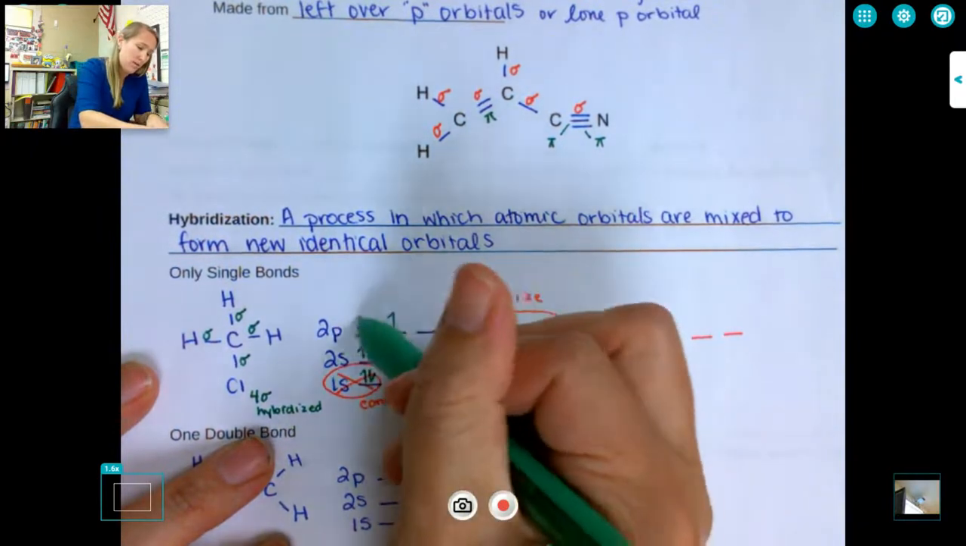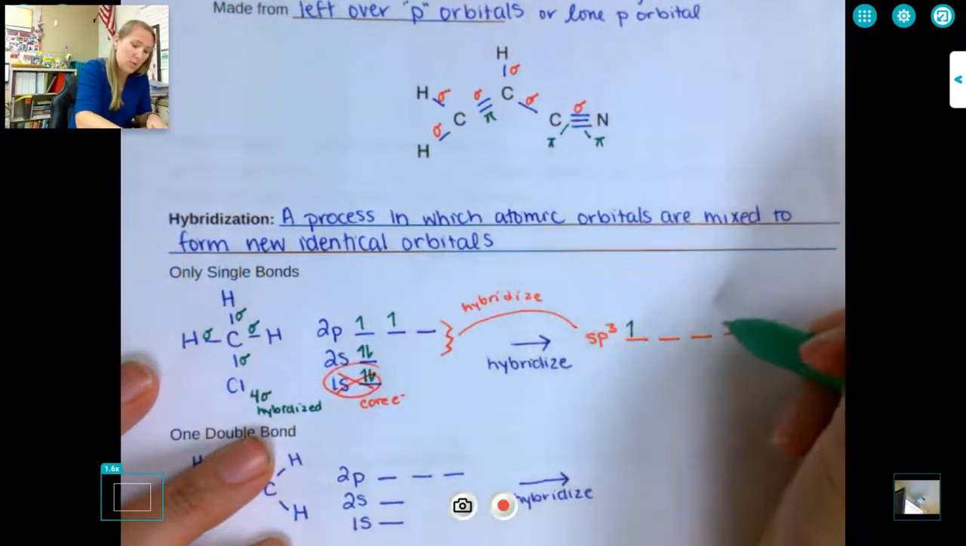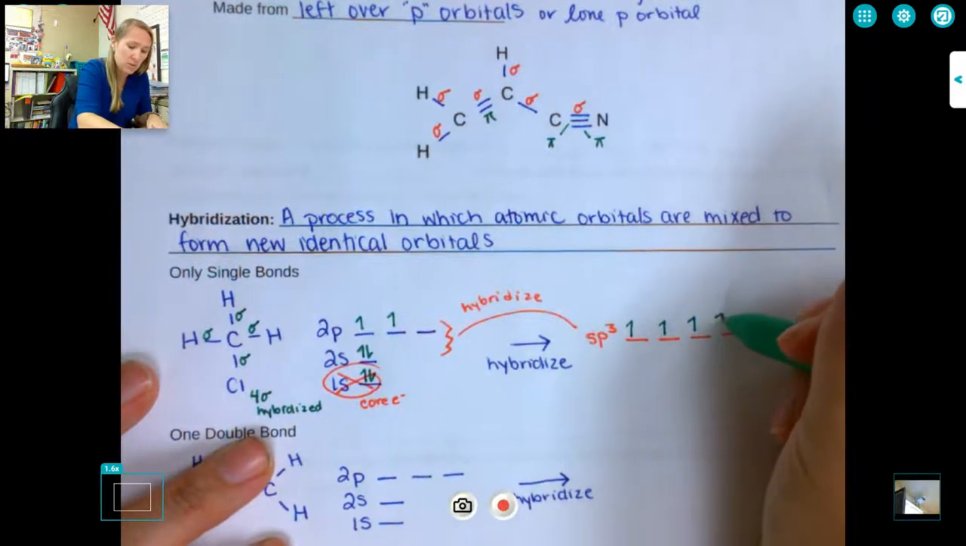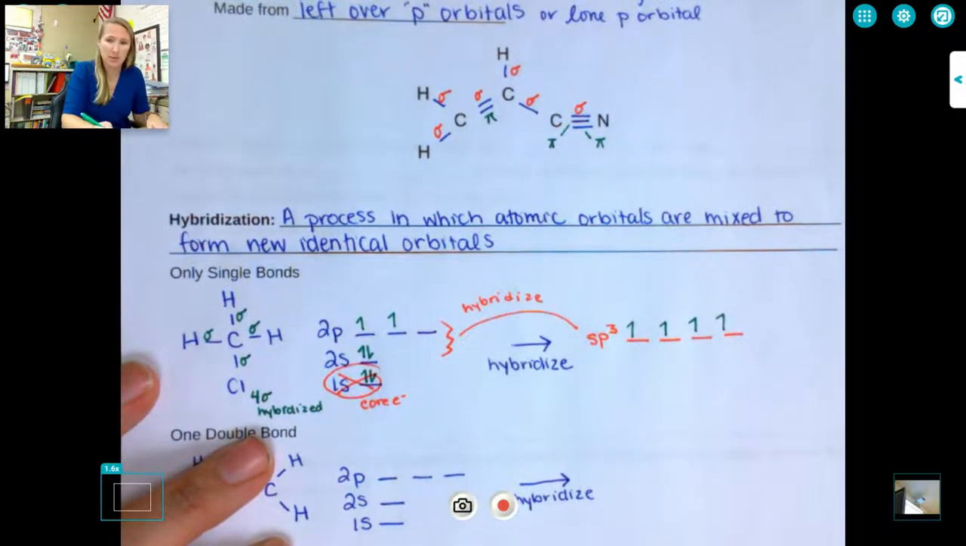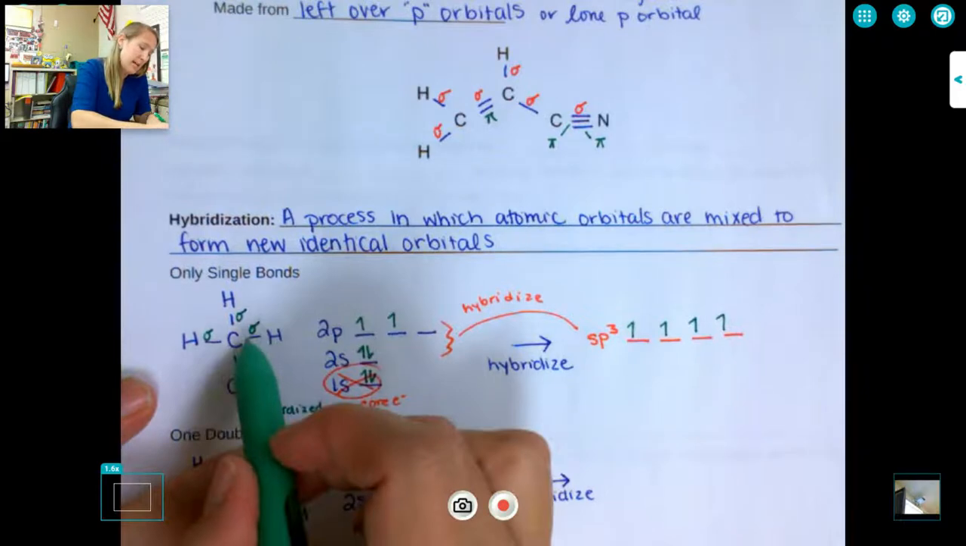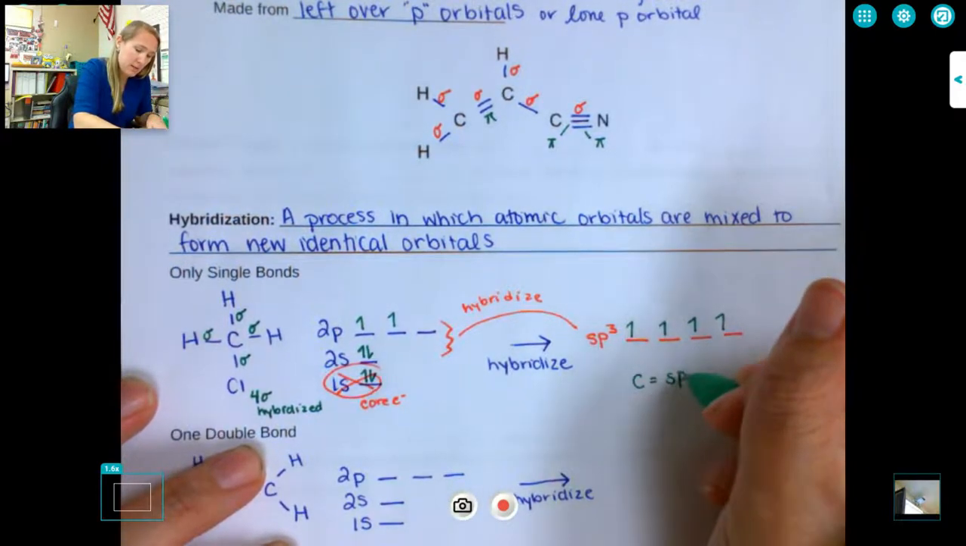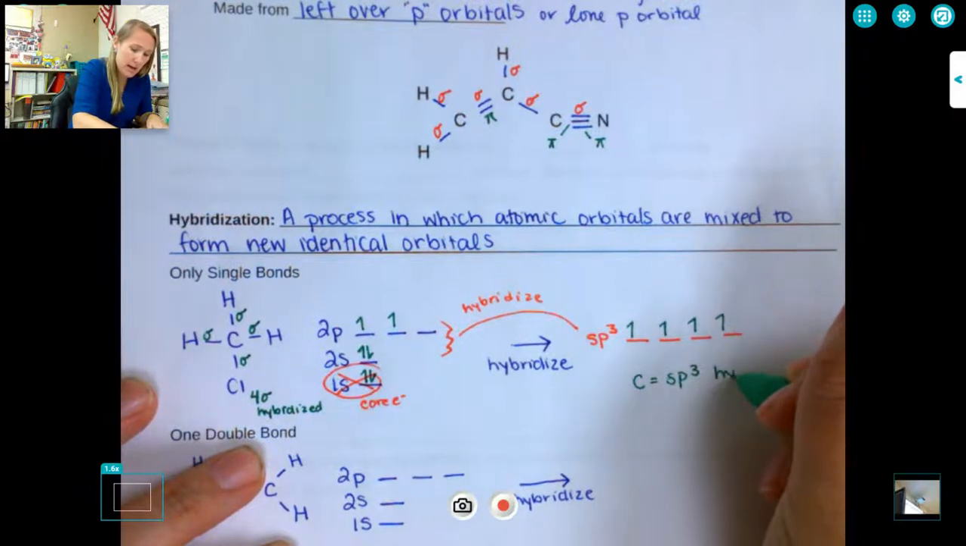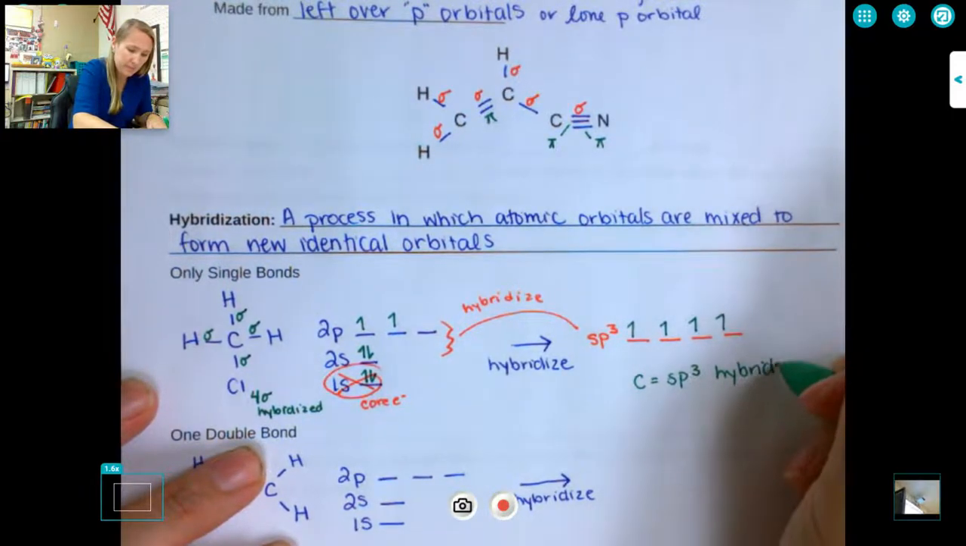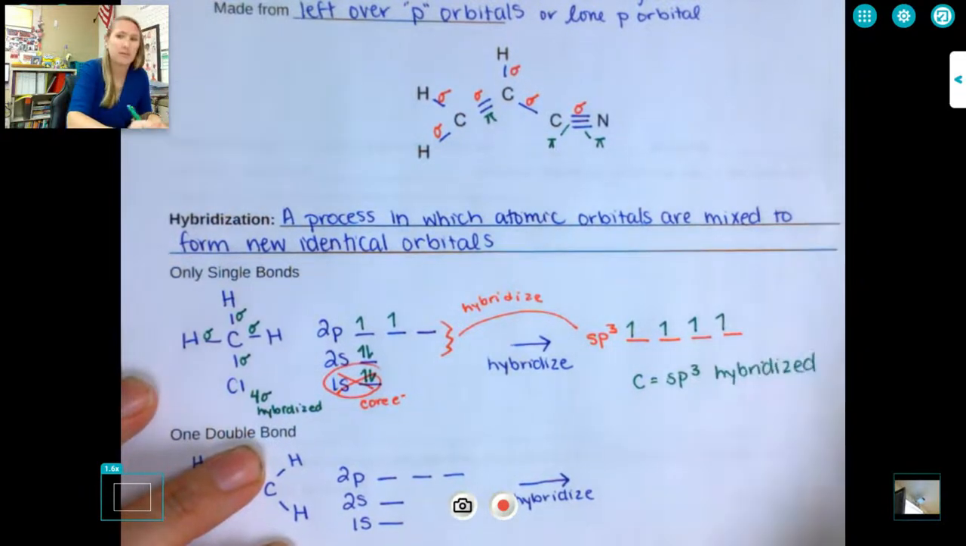I had 4 valence electrons. So just like before, they fill in each their own spot before they would go and double up. So in this case, I would say that my carbon is sp3 hybridized.